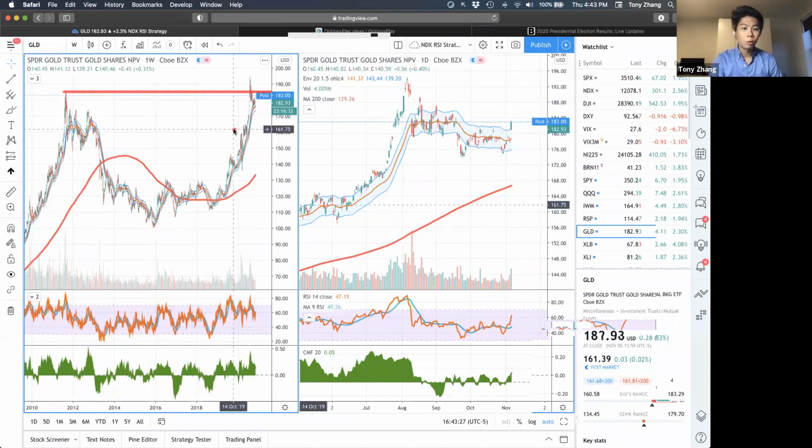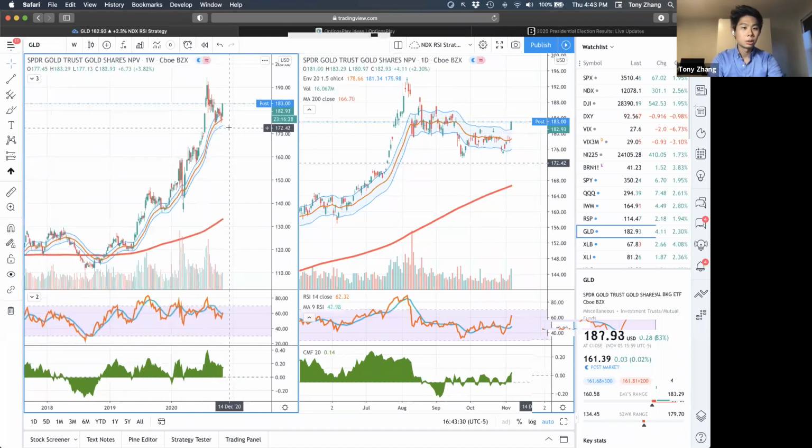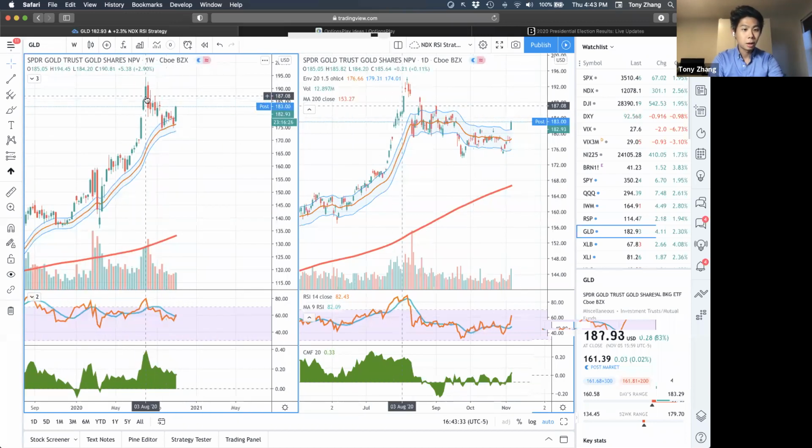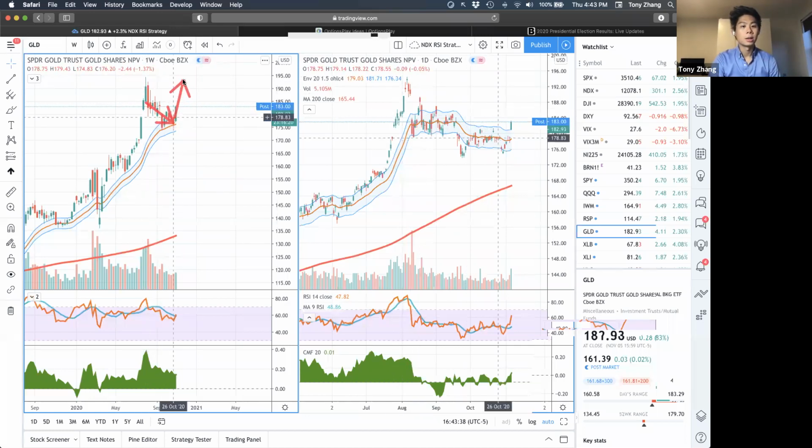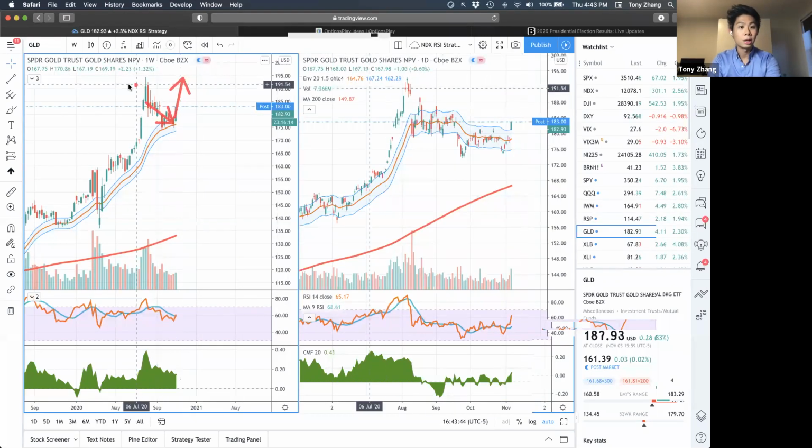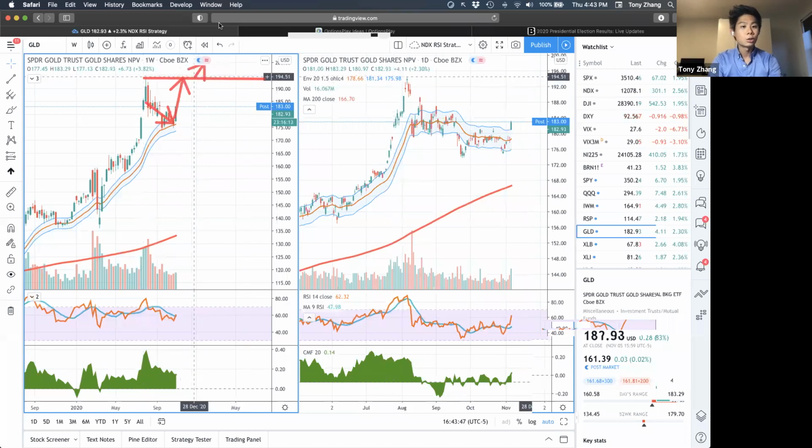Over the past couple of months, in July and August, we got up to about 194, consolidated for quite some time, and now I think it's going to push back towards that 194, 195 range. And if it can manage to get back above that 194, 195 range, that's really where you have a lot more upside for gold. That would be brand new territory for gold, where we've never been before.